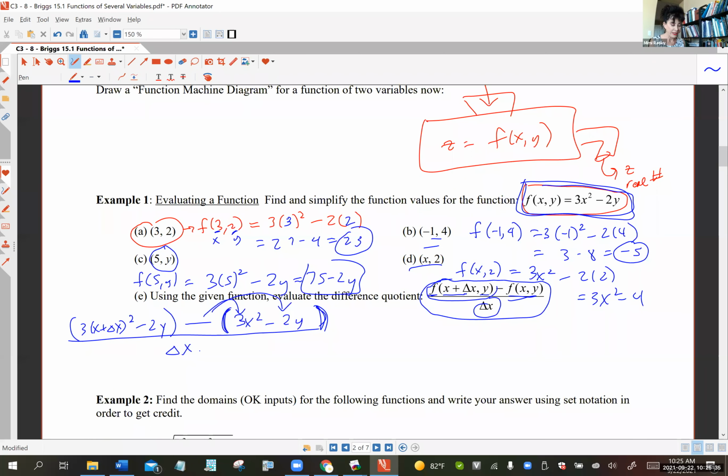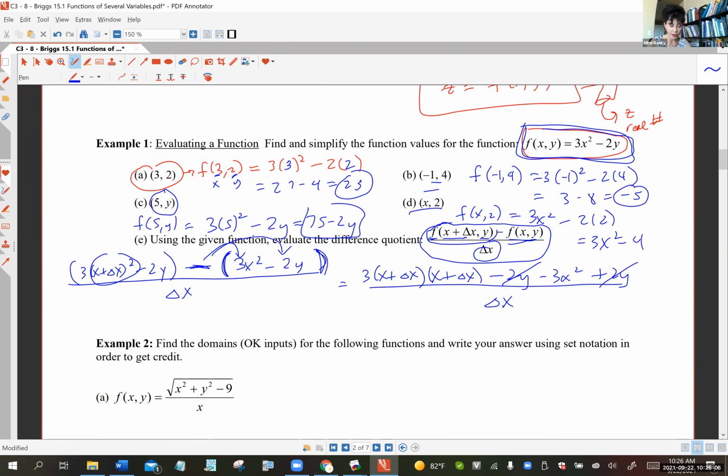Okay, it's getting a little messy here. So I'm going to distribute this minus. I'm also going to have to FOIL the (x + Δx)². So I'm going to start doing that now by multiplying x + Δx with itself, and I still have the minus 2y. And then after distributing the minus over f(x, y), I see that I can do a little bit of canceling here because negative 2y plus 2y adds to 0. Okay, now what?